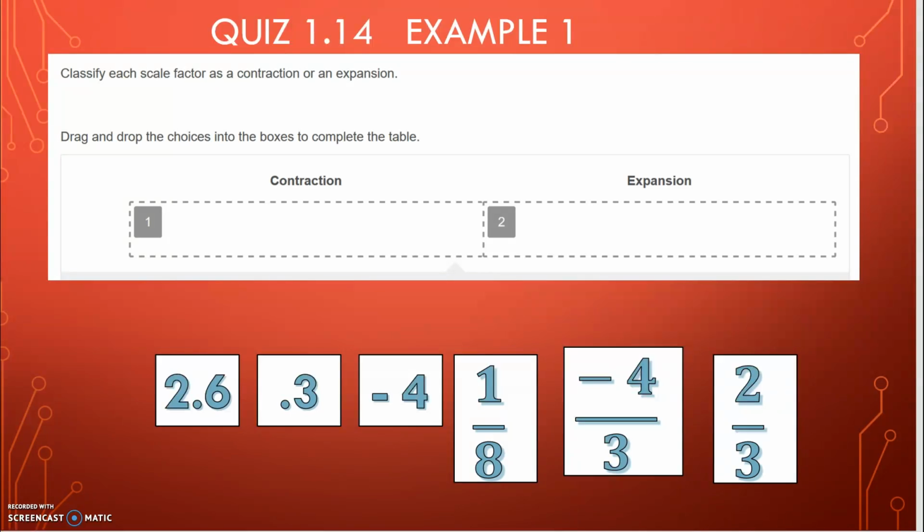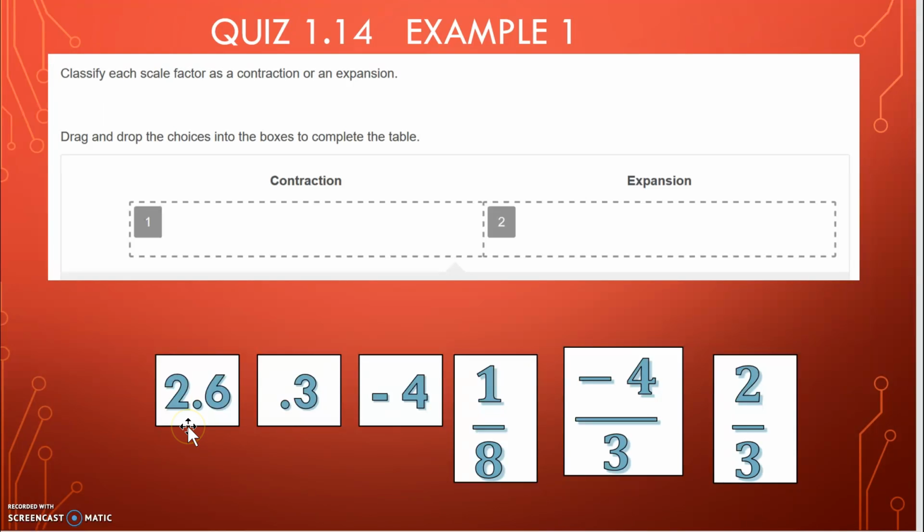Alright, this is quiz 1.14, example 1. Classify each scale factor as a contraction or an expansion. Contraction getting smaller, expansion getting bigger. In order for a dilation to get bigger, the scale factor has to be larger than 1. So let's look at each of these.